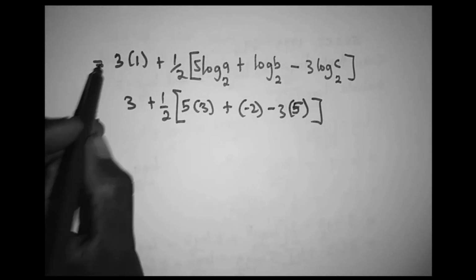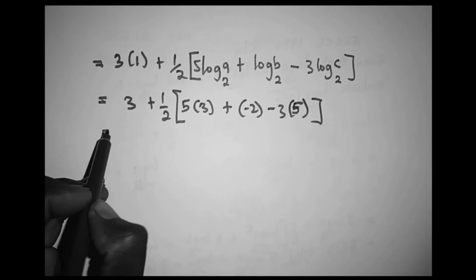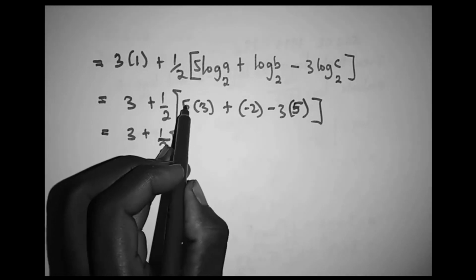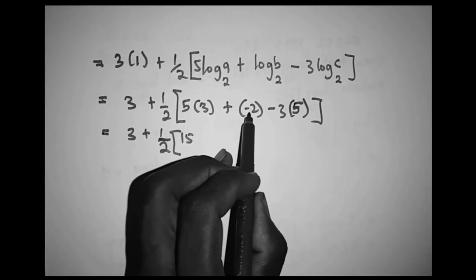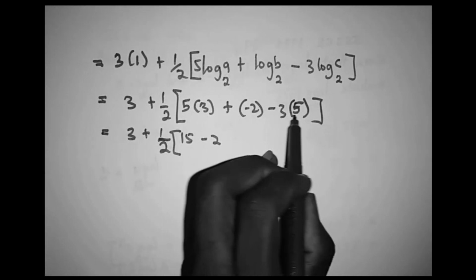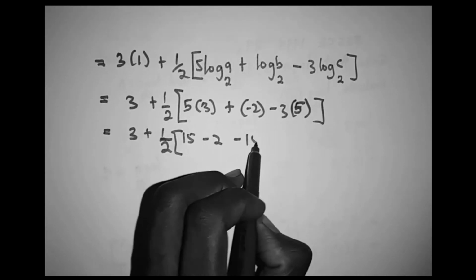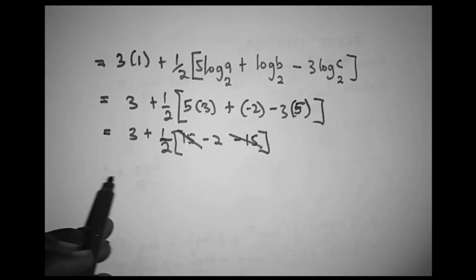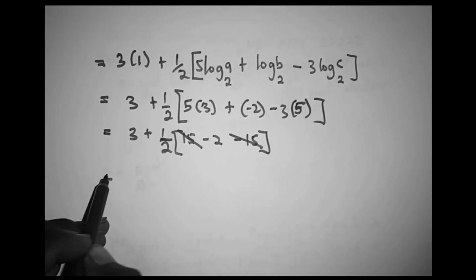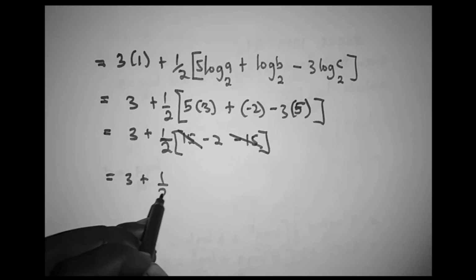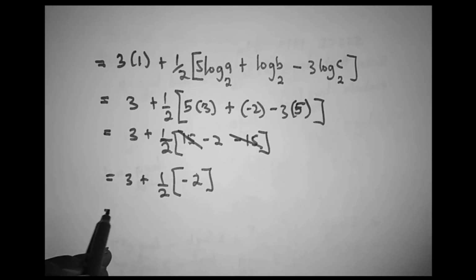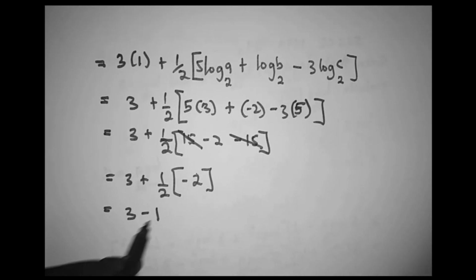So this is equal to 3 plus half of 5 times 3 is 15 minus 2 minus 3 times 5, that's 15. So you can see that plus 15 minus 15 can cancel out. So at the end of the day, we will have 3 plus half times minus 2. Now half of minus 2 is minus 1. So it becomes 3 minus 1. And 3 minus 1 is equal to 2.